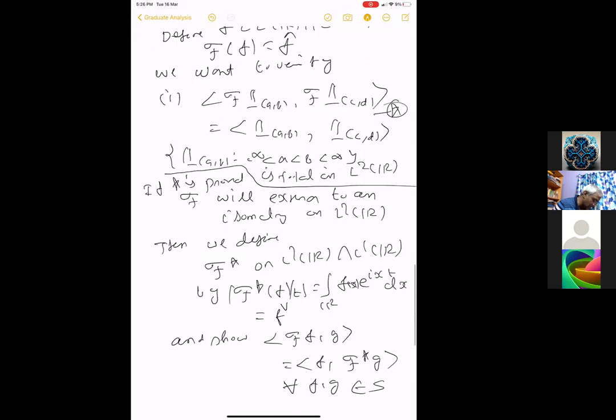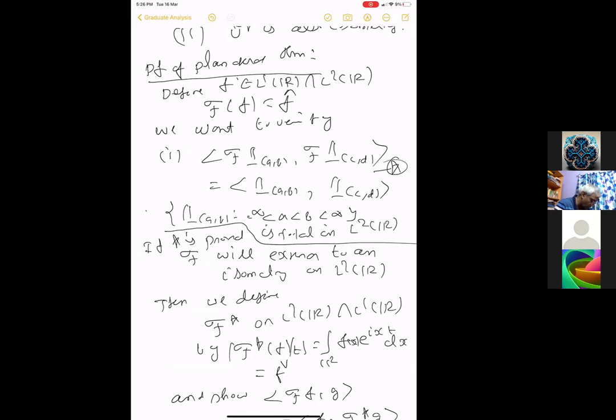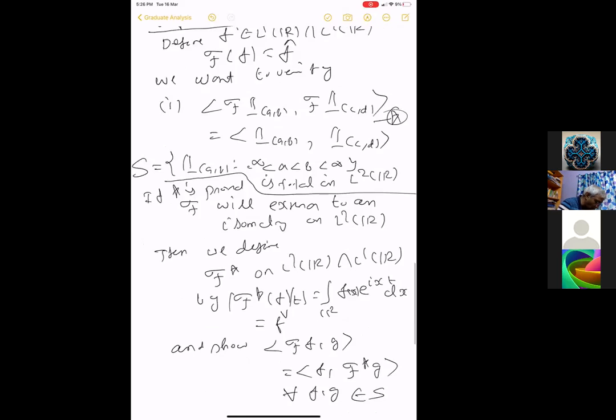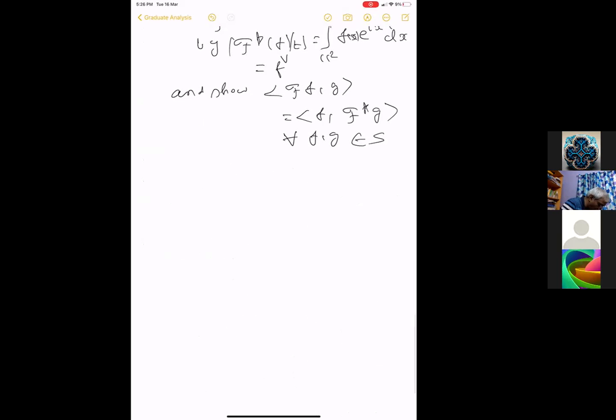Let S be the set of all indicator functions of intervals, which is a total subset. On this, I want to preserve the inner product. So, the first statement to prove: script F f, script F g equals the inner product of f, g for all f and g in S. That's what we want to prove.